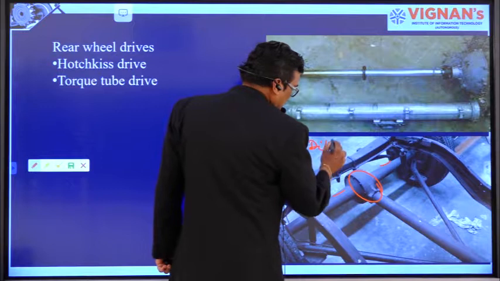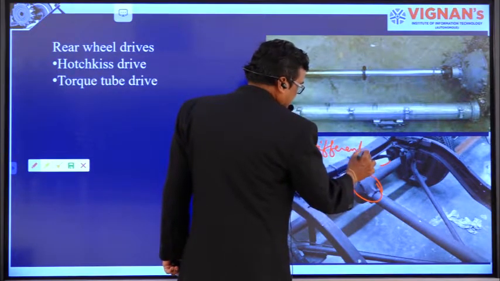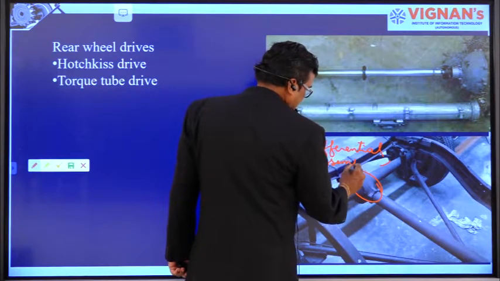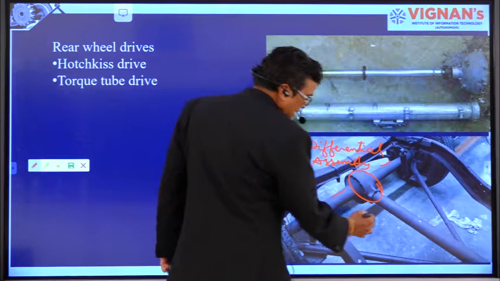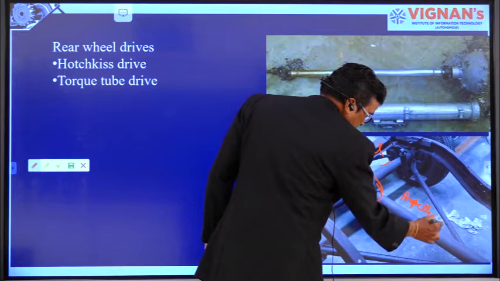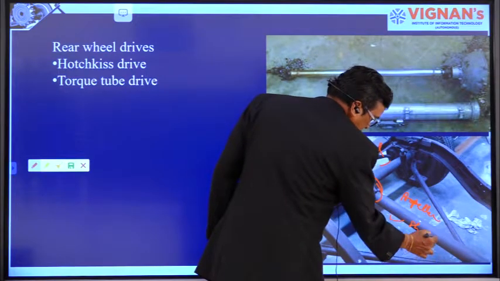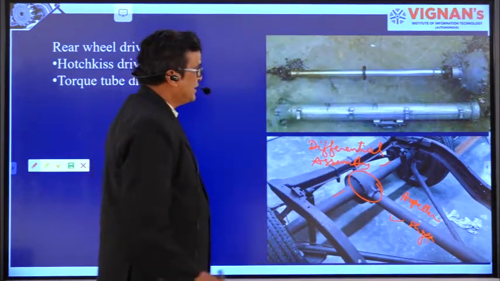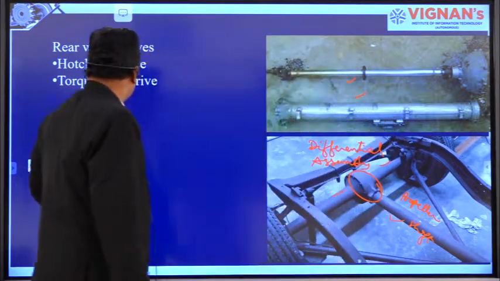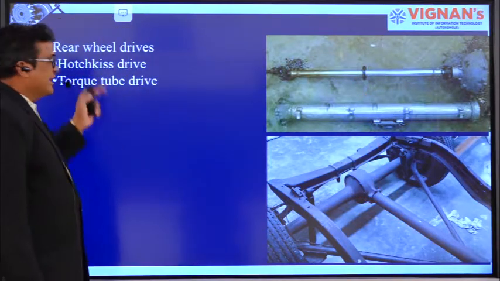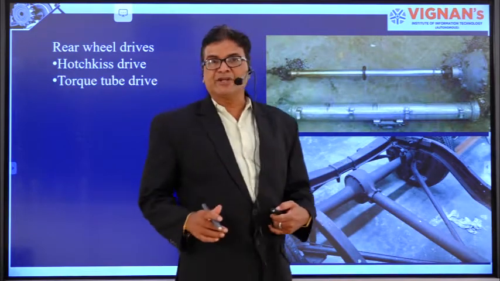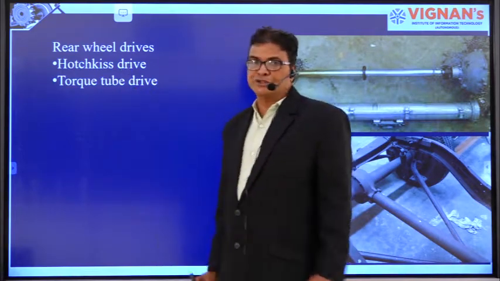This we are going to discuss in detail in the next unit. Differential assembly, and this is the propeller shaft. Here you can see the propeller shafts, hollow shafts, the two hollow shafts. After this, rear wheel drives. How is the rear wheel driven? There are two types of rear wheel drives: Hotchkiss drive and torque tube drive.